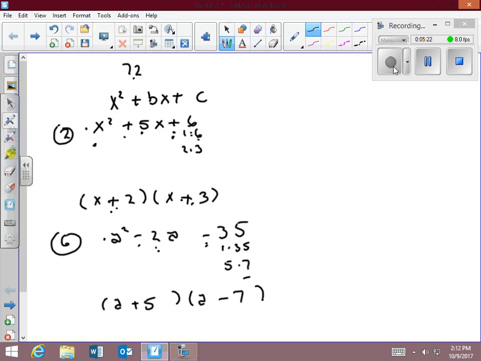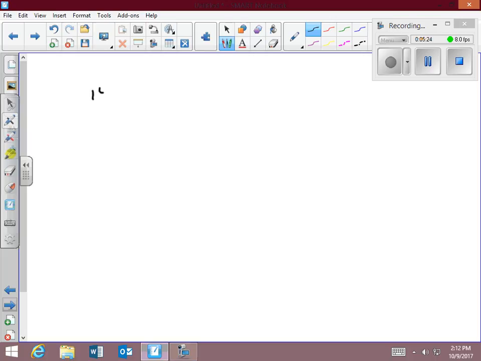So 14. y squared minus y minus 6. Polynomial, descending order, leading term is positive. No common factor. It's not a special case. It's a trinomial. If it factors, it's going to factor as a pair of binomials products.